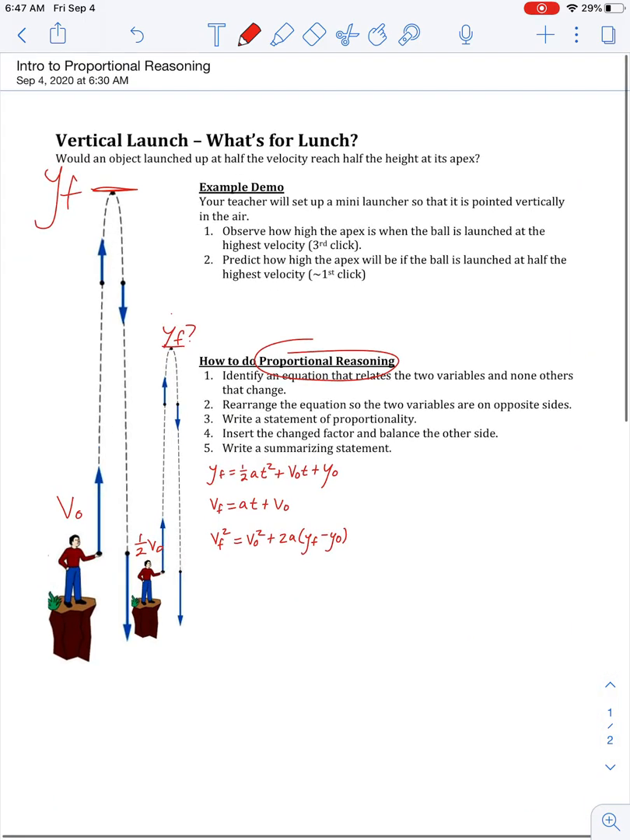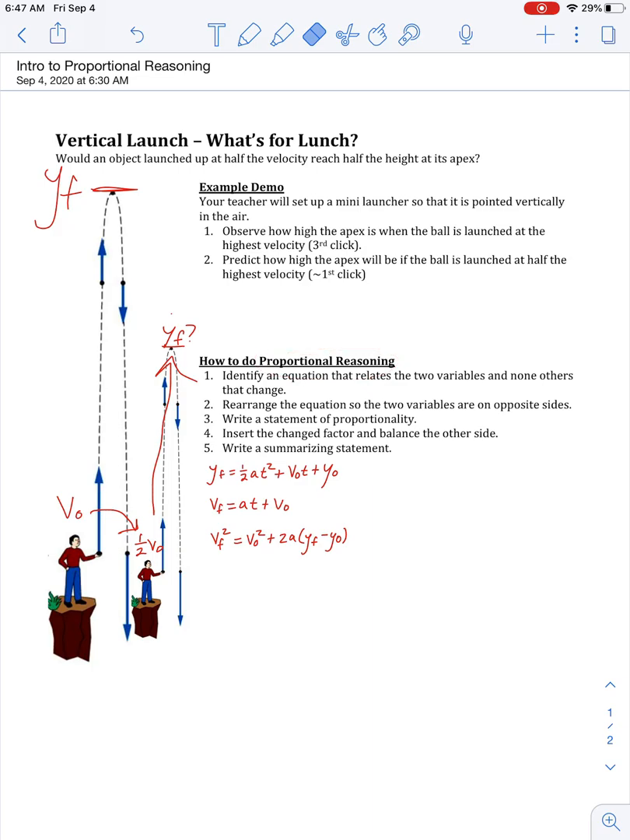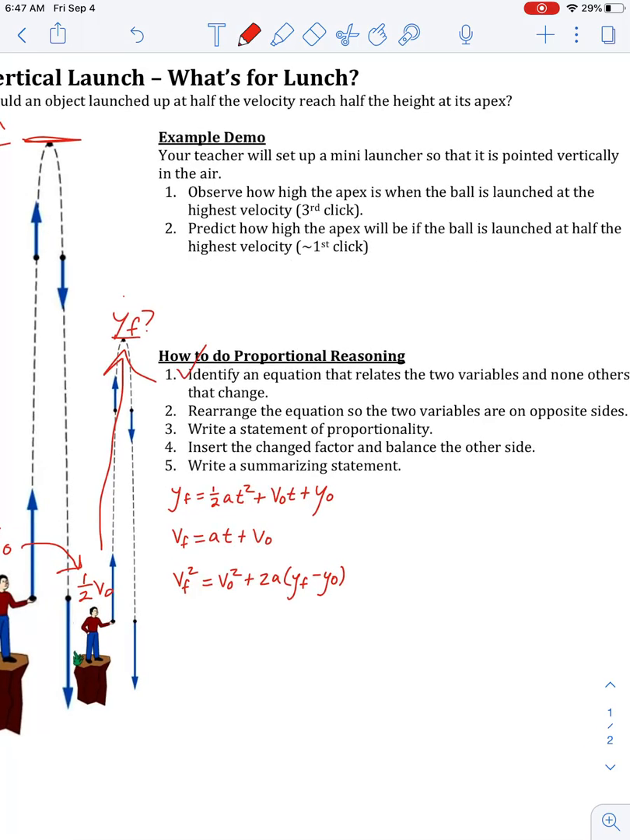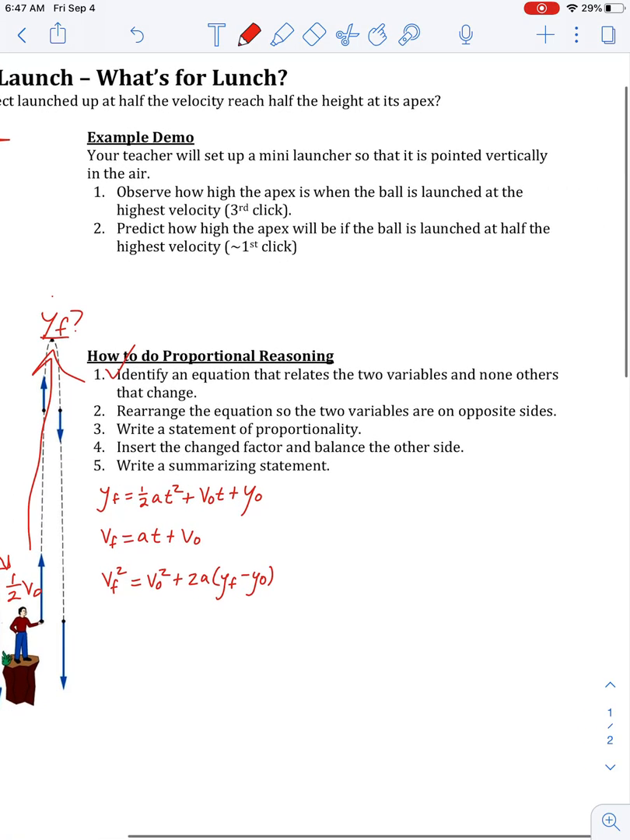Question mark, right? And so that's what I mean when I say, what happens if we change one thing? How would that affect something else? And that's proportional reasoning, okay? What we've done here is we've listed out some steps to kind of help you with that. And so the first step down here is to identify an equation that relates the two variables and none others that change.